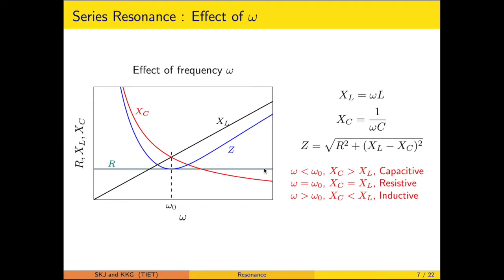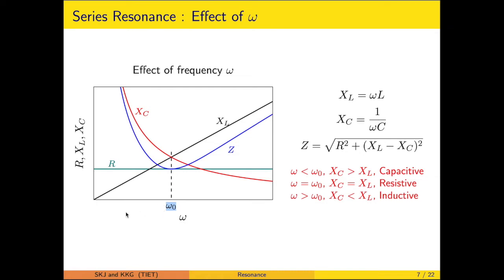Resistance is constant, it is not changing. XL, equal to ωL, increases linearly with the frequency. Likewise, XC, equal to 1/ωC, has an inverse relationship. And Z is plotted as the square root of R squared plus (XL minus XC) squared. We will see that at this specific frequency, which we have designated as ω0, the impedance is minimum, and that value is exactly equal to the resistance.